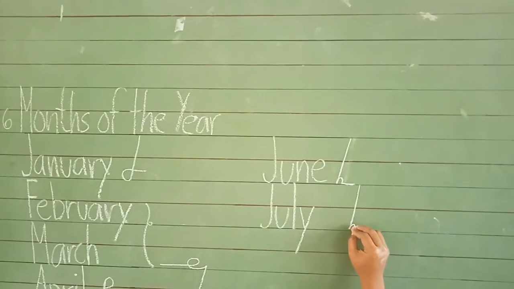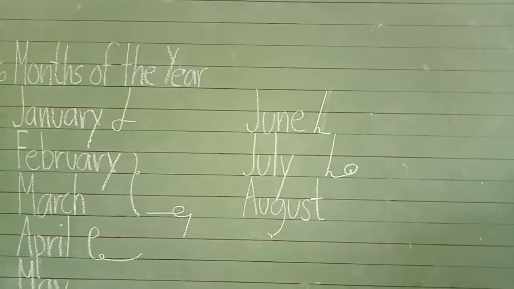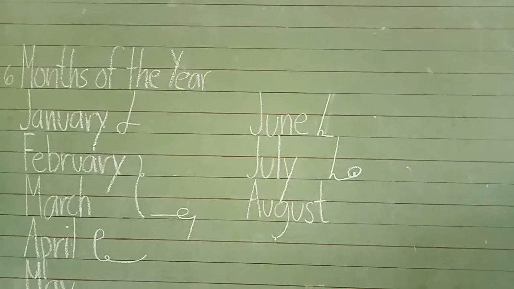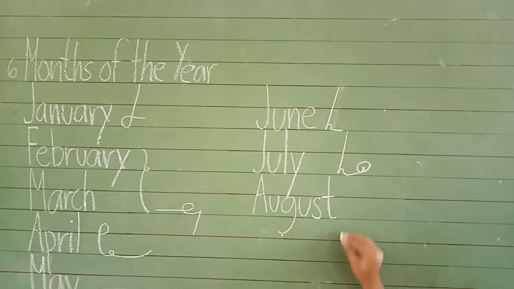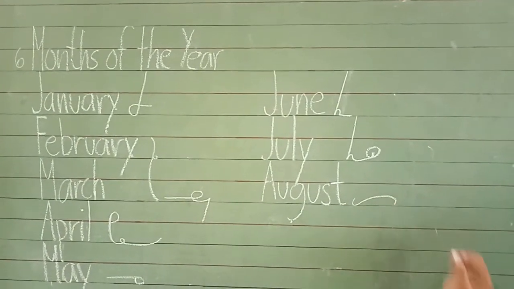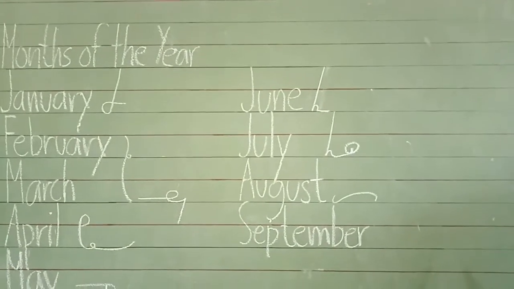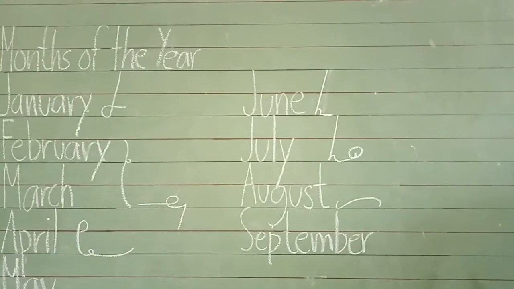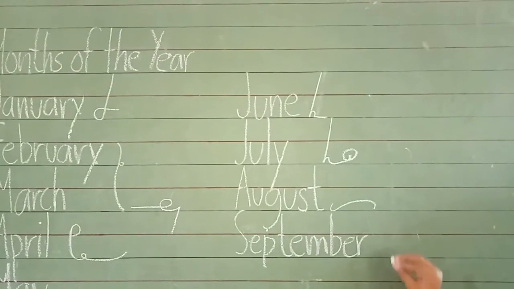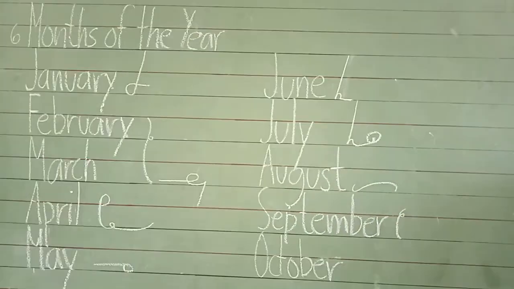Next, July is represented by J, O, L, and broken I. Next, August is represented by O and G. Next, September is represented by S, E, and P.